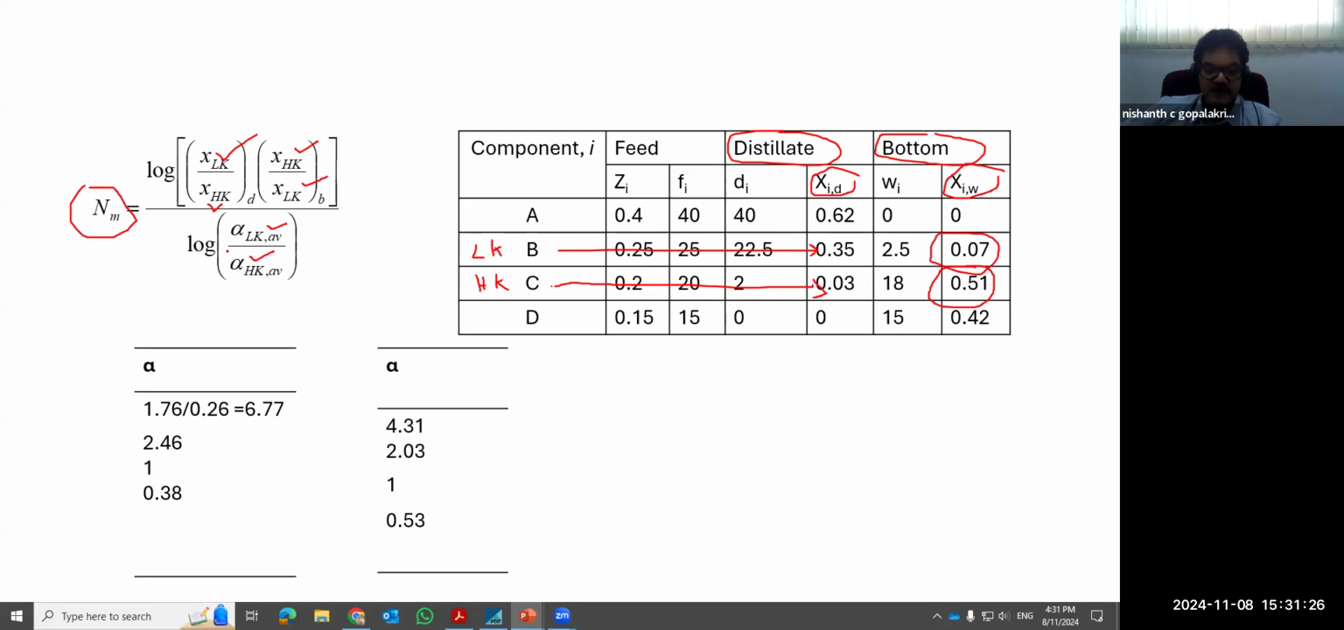Now, we need two alpha values. So alpha of light key. So there are two alpha values. See, this is the alpha of B when we estimated from the top. This is the alpha of B when we estimated from the bottom. So we need to take the geometric average. Now, since the alpha of heavy key is 1, then of course the average is also 1. Agree?